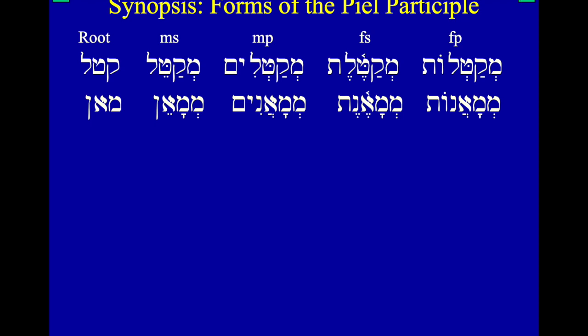You can look it up and the BDB will tell you what the Piel forms look like and so on. But you can also just look at it and say, okay, I've got a meme with a schwa underneath it. That's probably a Piel participle. And then I've got this noun ending ot, that's feminine plural. So you can look up that root ma'an, see what it means, and then try to see what it would mean, what it would do, if I put this in the Piel participle? And by the way, it'll tell you what it means.